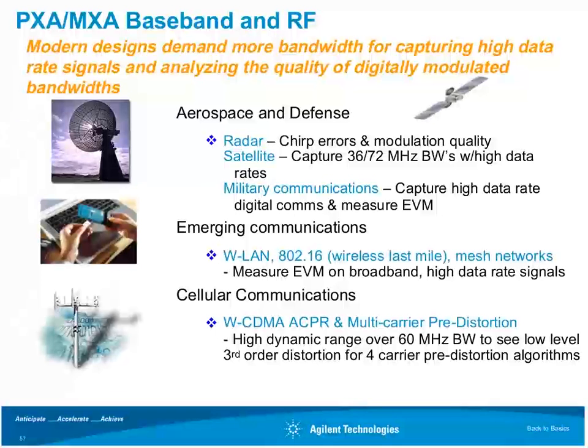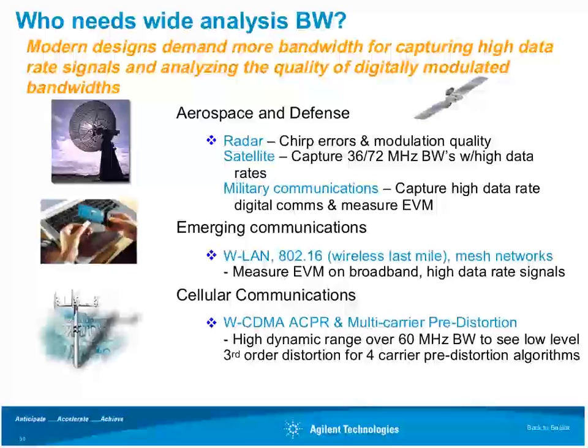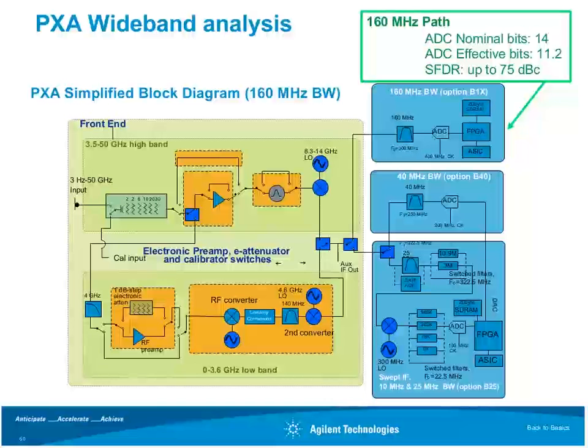Another trend we've seen a great deal is using wider and wider bandwidths. We see this, say, in aerospace and defense for things like radar systems and satellite signals and secure communications. In the commercial world, things like wireless LAN, WiMAX, and the new LTE standards are using wider and wider signals, and so it's important for the analyzer to keep up with those kinds of signals.